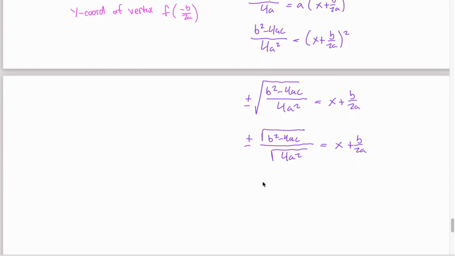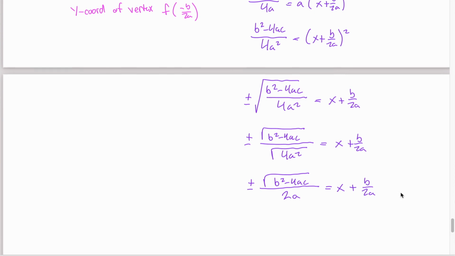Well, a nice thing happens over here in the denominator. 4a squared is a perfect square. 2a times 2a gives me 4a squared. What that means is the square root of 4a squared is just 2a. So I can rewrite the left side as the square root of b squared minus 4ac all over 2a. All of a sudden that might be looking really familiar, something maybe you memorized in a previous class.